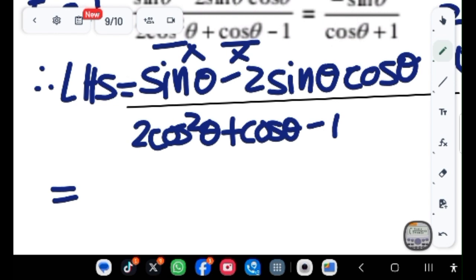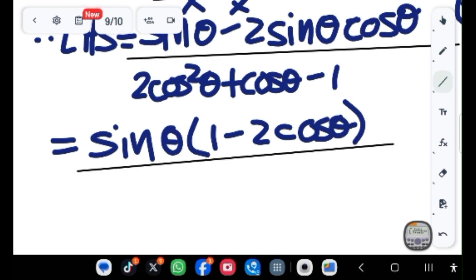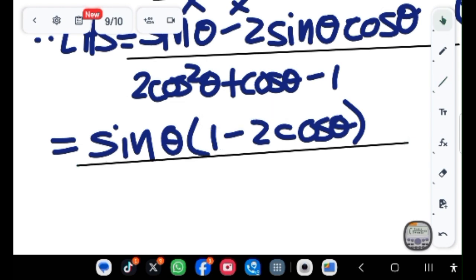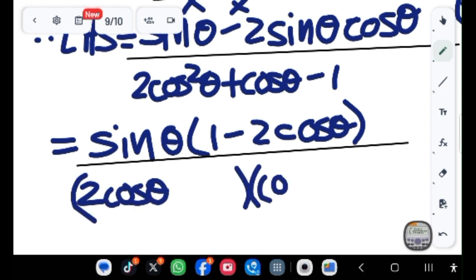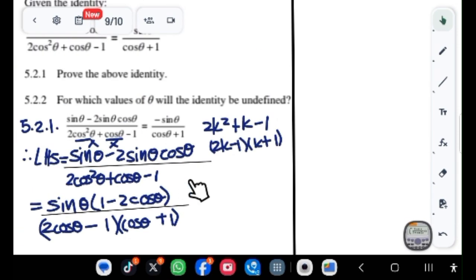So let's take out a common factor over here. That's sine of theta. Then it leaves us with 1 minus 2 cos of theta, all over. Let's factorize the quadratic trinomial at the bottom. So that will be 2 cos of theta, 1 and 1, plus and minus, according to this.